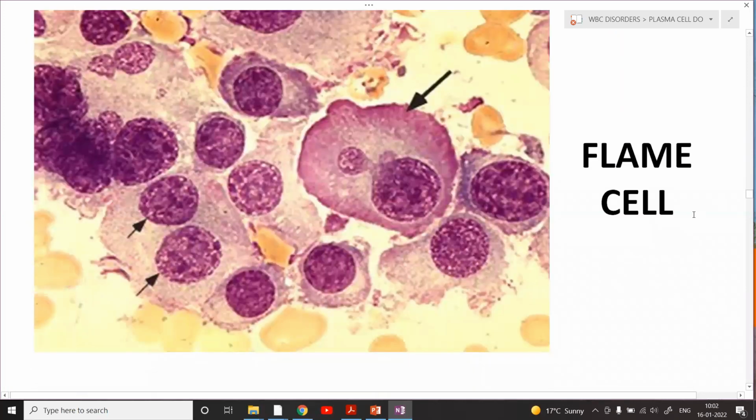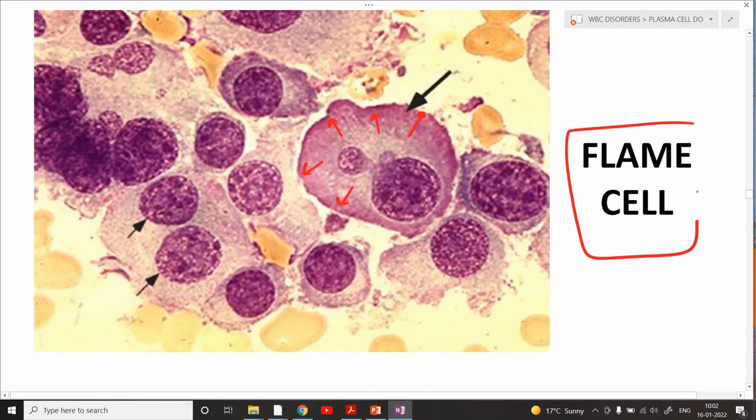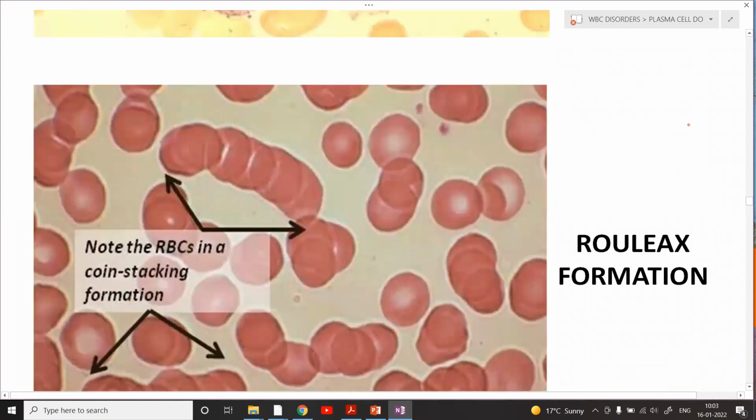Okay. Now, sometimes these plasma cells are going to show a very fiery cytoplasm. Okay, what is this plasma cell with fiery cytoplasm called? These are called flame cells. These are called flame cells.